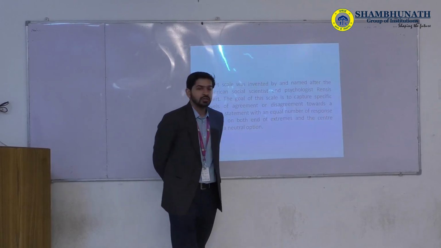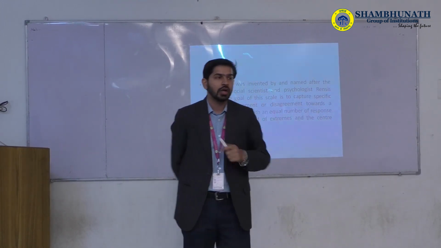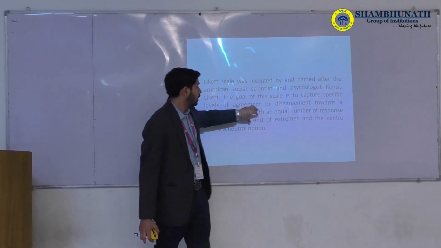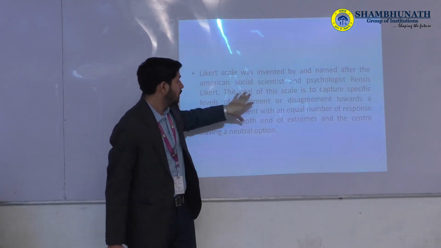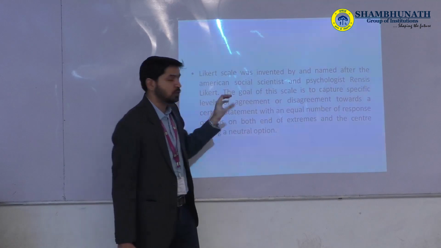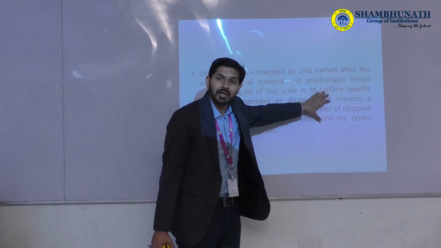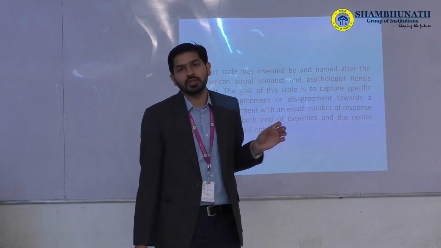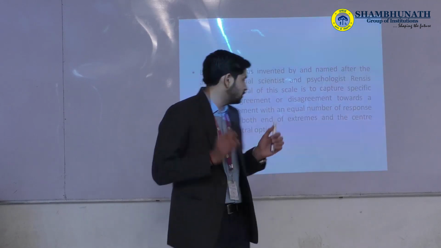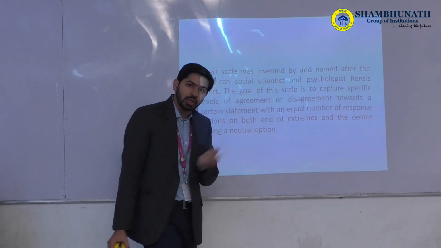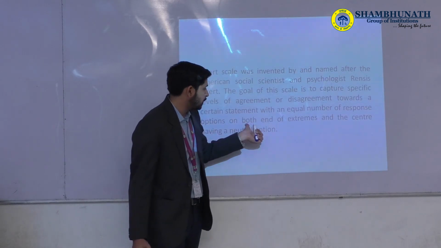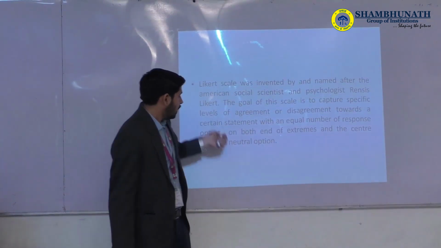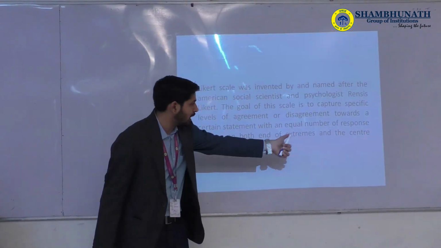So the goal of this scale is to capture a specific level of agreement or disagreement. Now here the important thing to know is that the goal of the scale is to capture a specific level of agreement or disagreement towards a certain statement, with an equal number of responses on both ends, the extremes, and the center having a neutral option. Later on I will discuss what we mean by the neutral option and the center.